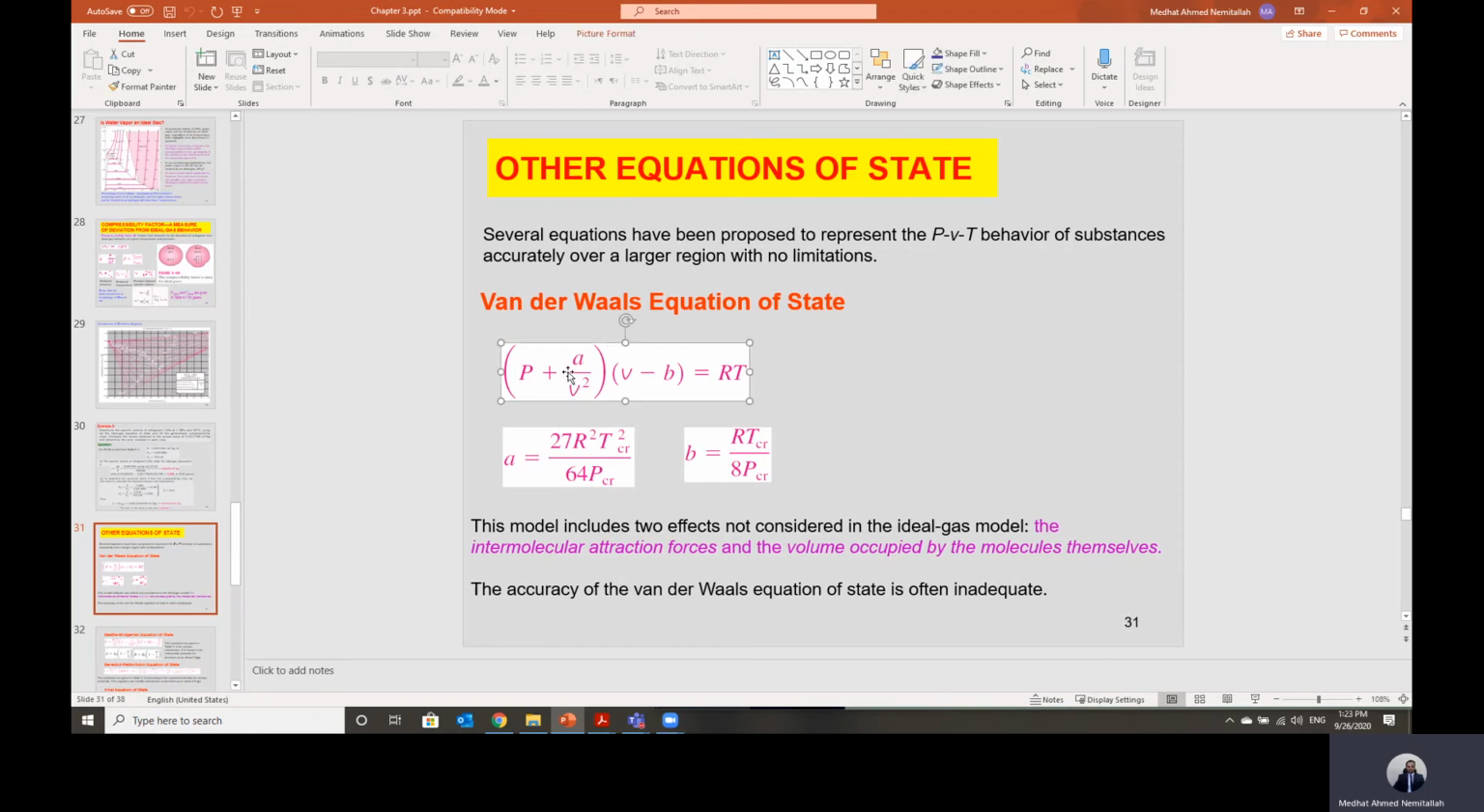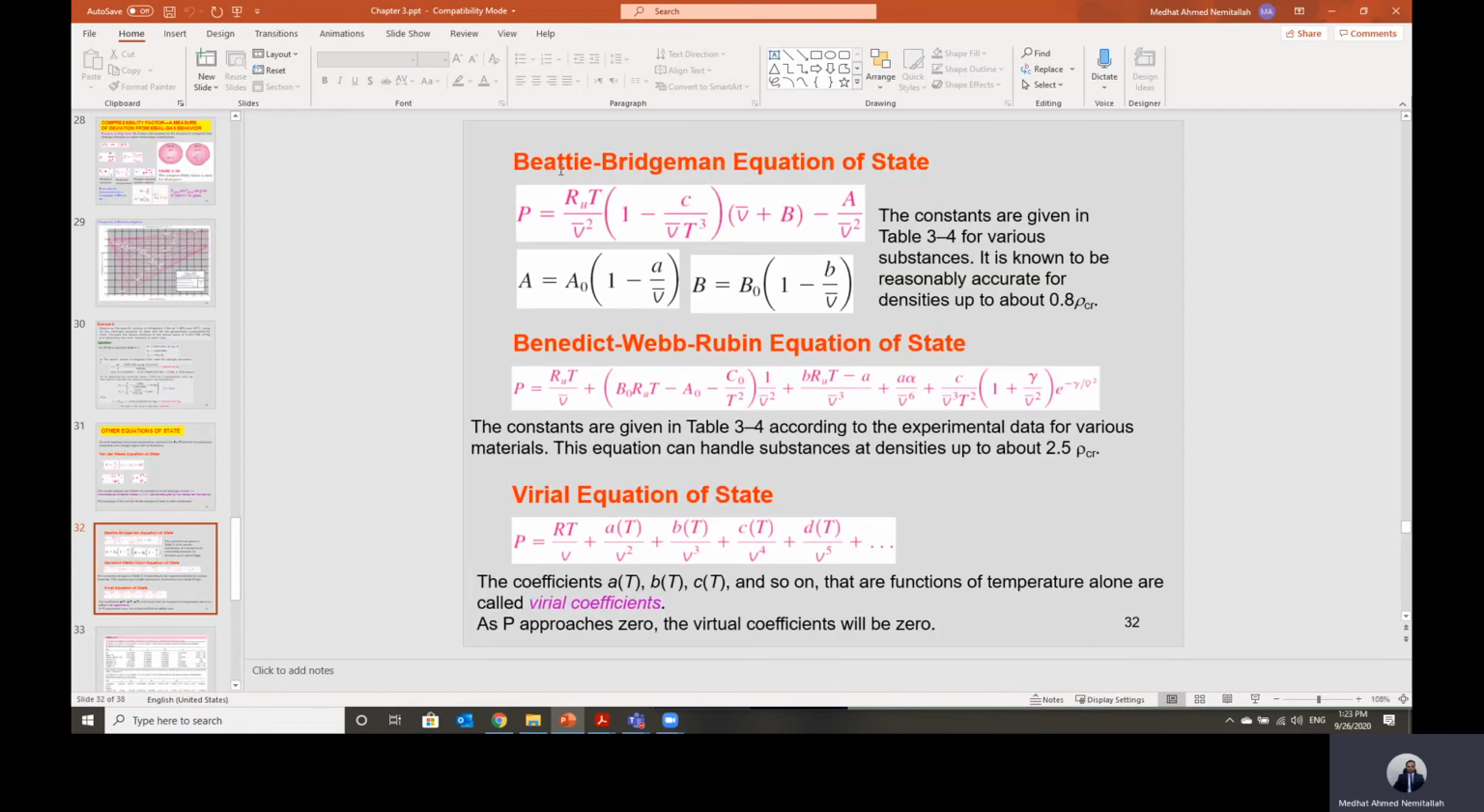This modified equation should give a more accurate value for a gas at higher pressure compared to the ideal gas equation of state. The first of these empirical equations is the van der Waals equation, which is a modification of the ideal gas equation of state. Besides the van der Waals equation, we also have the Beattie-Bridgeman equation, the Benedict-Webb-Rubin equation, and the virial equation. All of these equations are just for your knowledge.